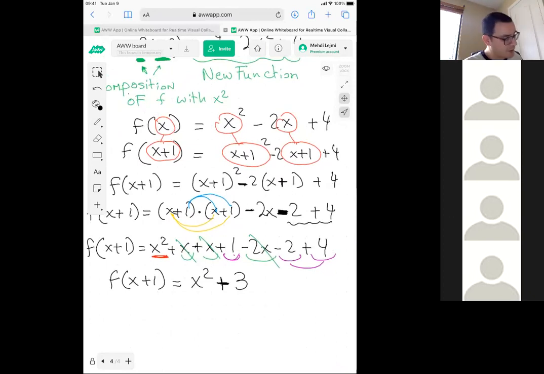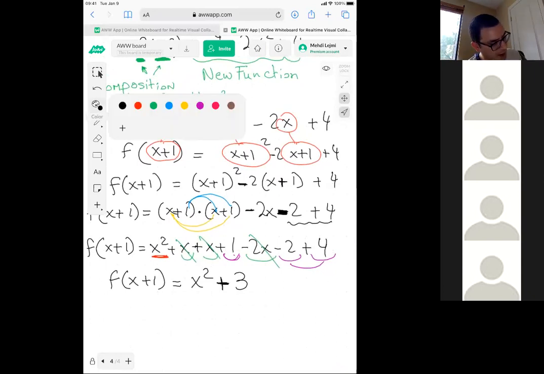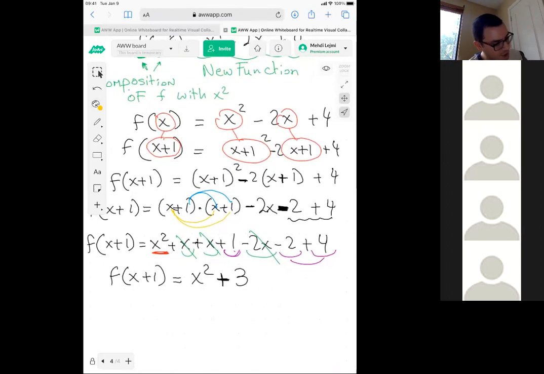So we get this x squared plus 3, and of course, that's a new function. It's totally different from my original f of x. But anyway, you see the idea here, guys, is that I composed two different functions. I have my f here, and I have my x plus 1. This is a composition of the function f and the function x plus 1. That's what I call composition of two functions.